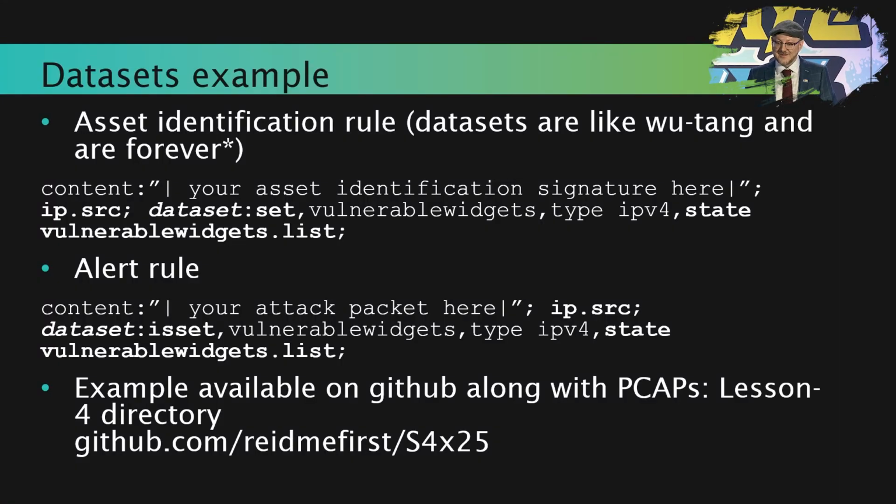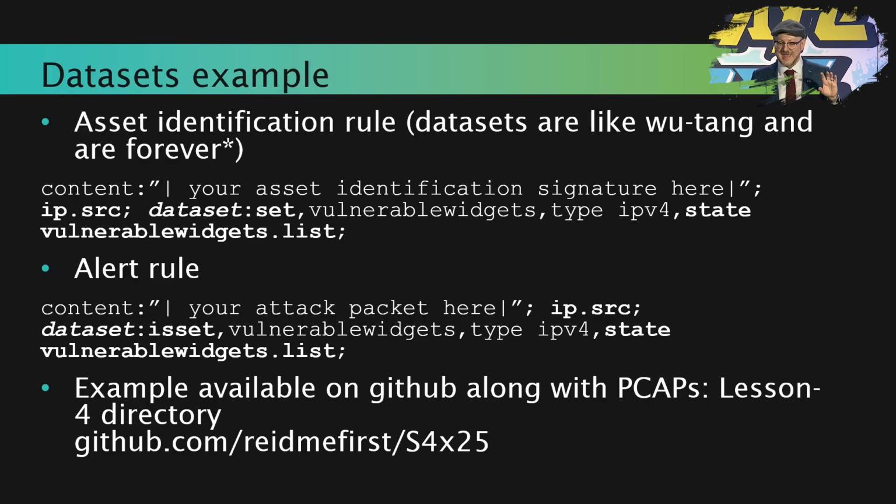So the way that this looks is that you write a rule like this first rule that basically has a signature that will analyze, and it will fire when the asset is a known vulnerable asset. And what this rule is doing is it's saying this IP.source, set that as my sticky buffer, and then add that IP source address to this data set called vulnerable widgets using this dataset set command.